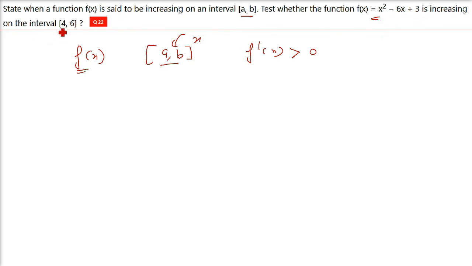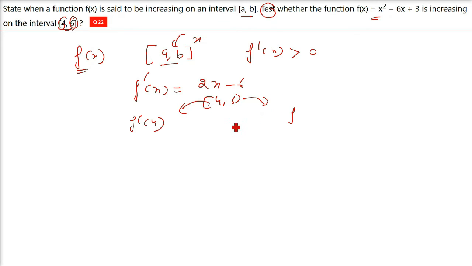So we'll try to explain this definition with this question, the second part. So we have to test x square minus 6x plus 3 in 4 to 6. So I'm differentiating it. It's 2x minus 6. Now 2x minus 6 has to be greater than 0. I'm finding f dash 4 and f dash 6. So there are two things which I'm doing simultaneously. f dash 4 is 2 into 4 minus 6. f dash 6 is 2 into 6 minus 6. That is 8 minus 6, 2. 12 minus 6 is 6.